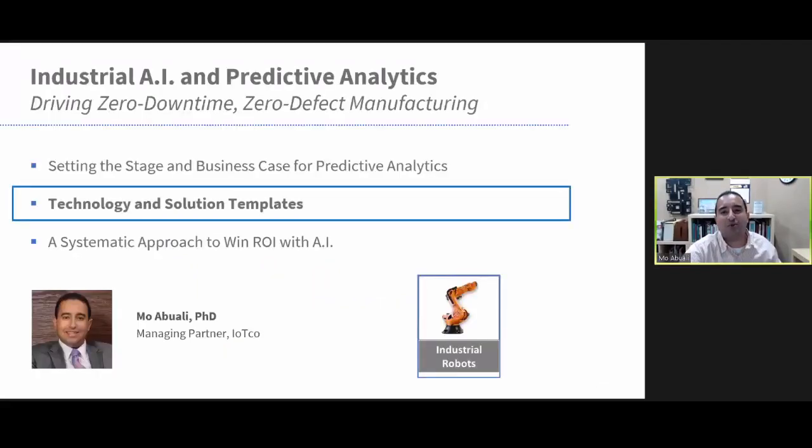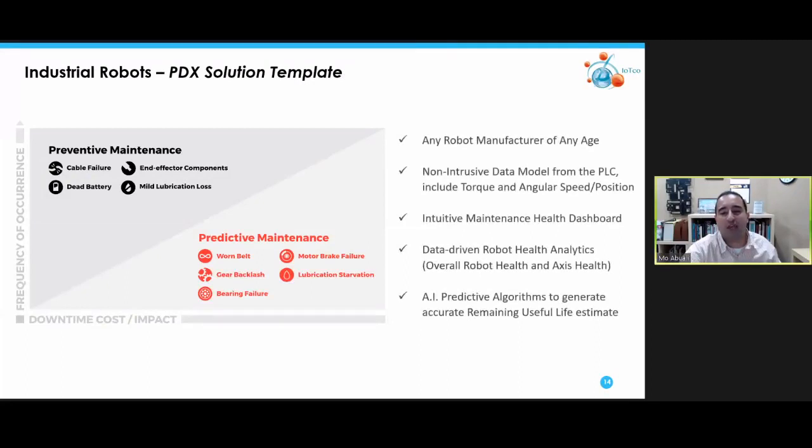So let's quickly talk about some solution templates. Number 1 being industrial robotics, okay? The message here is that predictive maintenance will not solve all your problems, right? Industrial AI and predictive maintenance are usually targeted towards specific failure modes that are effective for those types of algorithms, right? And this is a great example for an industrial robot. You have motor brake failures, you have gear backlashes, bearing issues for each of the axes or the joints of the robot. But if you have a cable failure, if you have a dead battery, an electronic type of issue, those are preventive maintenance type of things to be done and fixed with a good PM type of system, a time-based approach to fix those issues. But predictive maintenance is not geared towards that.